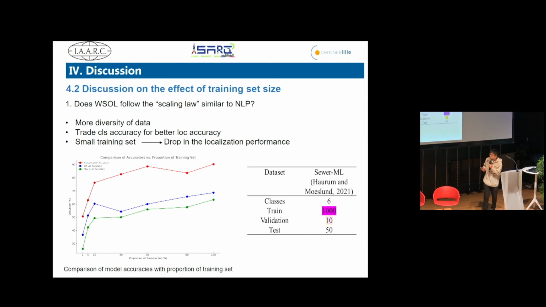We also studied the effect of training set size. Generally, the more data fed into the model, the better the localization precision is. But in the WSOL task, we can trade classification accuracy for better localization accuracy. And only when the training set is too small, for example, less than 100 images per class, will there be a huge drop in the localization precision.